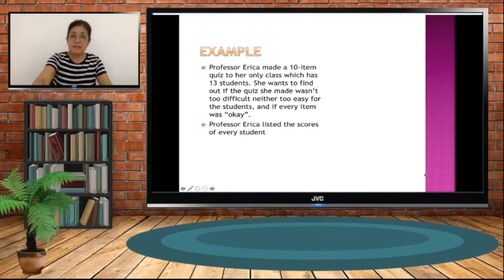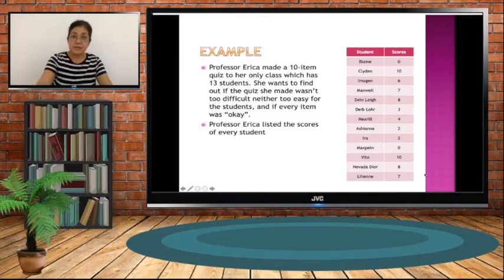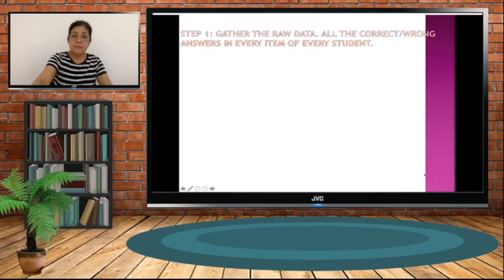Professor Erica listed the scores of every student. Here it is, from Blaine to Elaine, with the respective scores on the right side. There are 13 students, I repeat. So let us compute the item analysis.